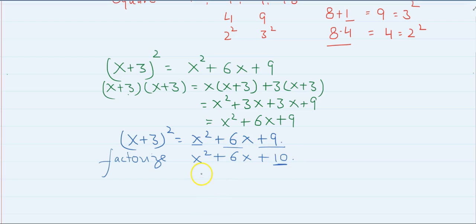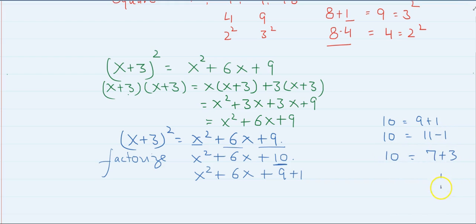We know that if we write this question like this, x square plus 6x plus 10 can be written as 9 plus 1. So I have written 10 as 9 plus 1. 10 can also be written as 11 minus 1. 10 can also be written as 7 plus 3. There are so many ways we can write them. So why particularly have we written 10 as 9 plus 1? So here is the solution.